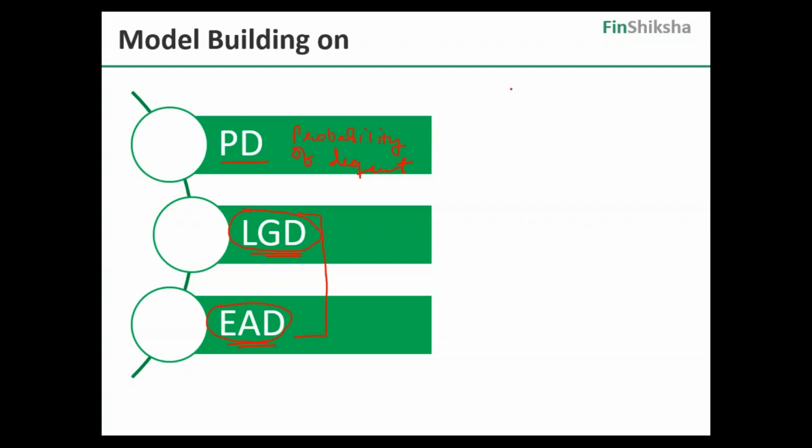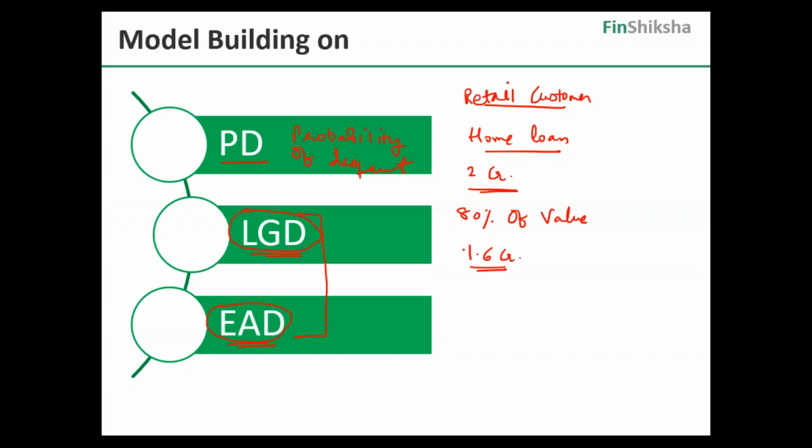I'll give you a simple example. There is a retail customer who has taken a home loan. The home is worth 2 CR, and he has taken the maximum loan, which is, let's say, 80% of the agreement value, which is 1.6 CR. So the bank has given a loan of 1.6 crore. Now the client has defaulted. That will come under exposure at default, which is 1.6 CR.